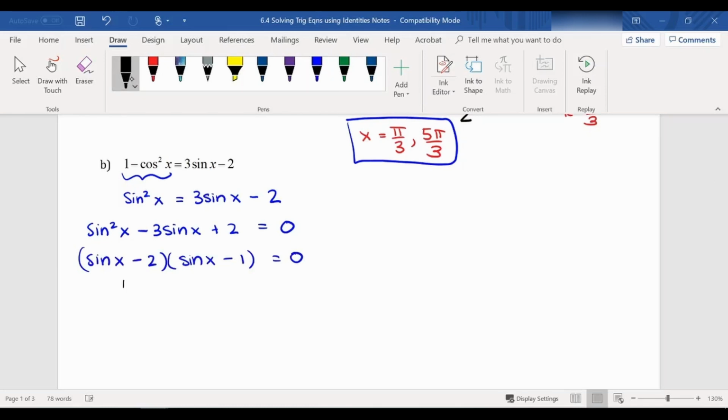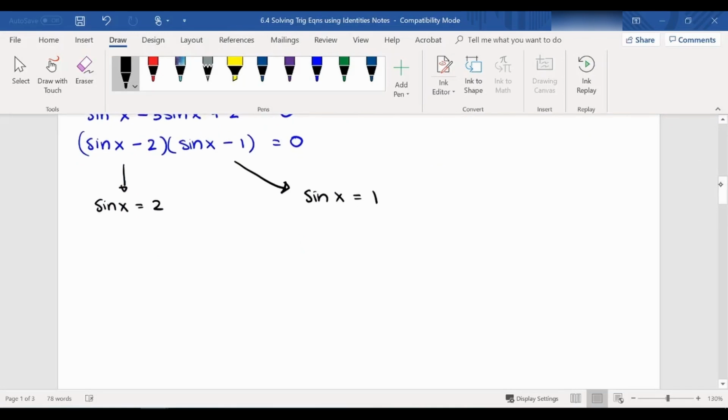So this means that we either have sine x equals 2 or we have sine x equals 1. Now remember from our graphs in chapter 5 and from our knowledge of sine being opposite over hypotenuse from grade 10, we know that the biggest value sine x can have is 1. So we can't have sine x equals 2 because that would mean our opposite is bigger than our hypotenuse, which makes no sense. So this is no solutions for the first one. That one's not possible. Okay.